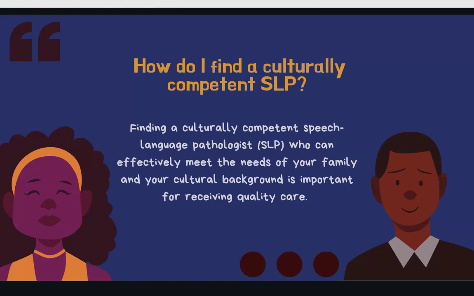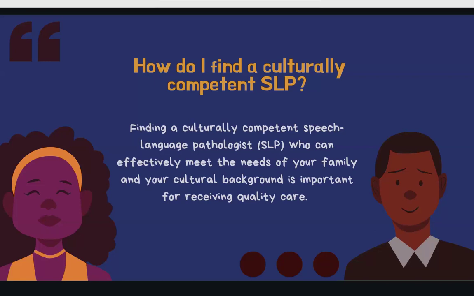Contact professional organizations. Reach out to local or national professional organizations such as ASHA or multicultural SLP organizations for recommendations on resources and finding culturally competent SLPs in your area. Most states have a local speech therapy organization to help you find speech therapists in your area that have expertise in the area you're looking for.